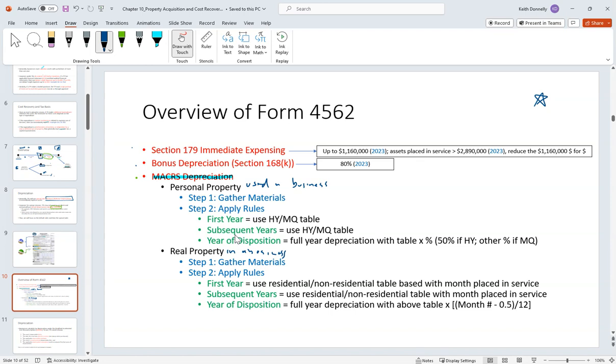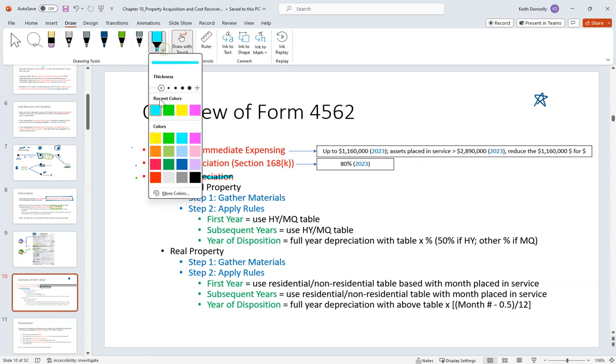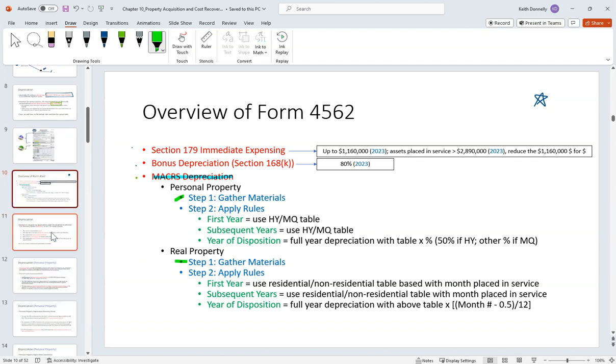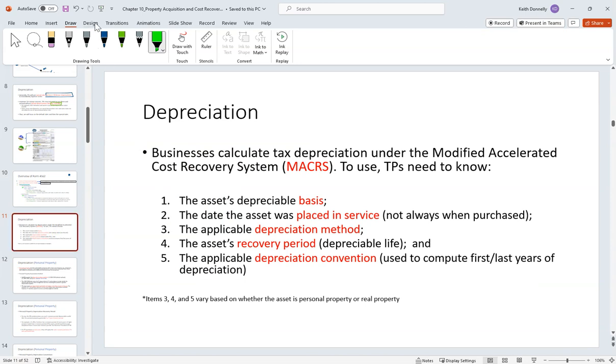If it's in everyday life, namely personal use property, one little word there makes a big difference. You do not get depreciation. Okay. But the idea with MACRS, which we're going to be examining first, step one for personal property and real property used in a business is gathering our materials. So what materials do we need? It's like a recipe. Step one, get your materials. We need these five things: one, two, three, four, five.